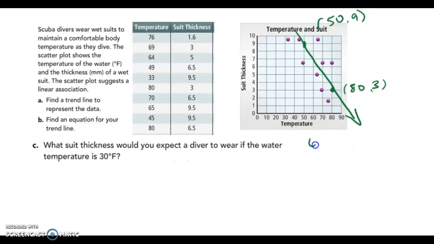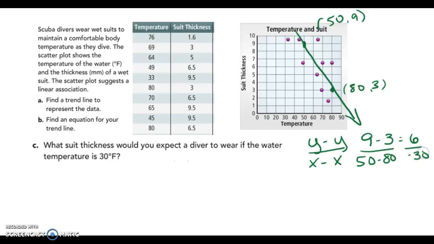So I'm going to do y minus y over x minus x again. My y this time, I'm going to start with the 9. 9 minus 3 is going to be 6. And then because I started with the 9, I have to start with the 50. So 50 minus 80 is going to be negative 30, which makes sense because my line is going down, so it makes sense to have a negative m. So my slope is going to be negative 1/5. And negative 1/5 is the same as negative 0.2.